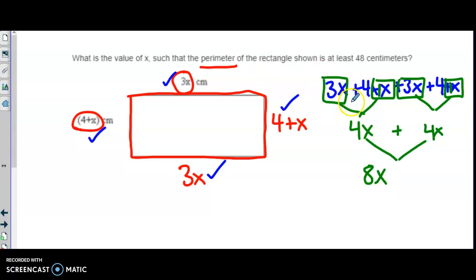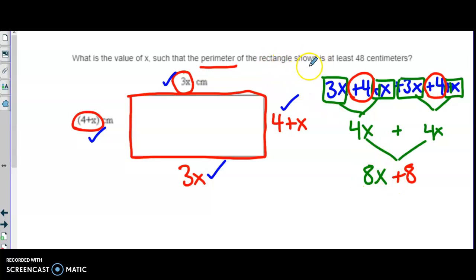All right, so we combined all of our x's, but now we need to also combine our numbers. We have 4 plus 4, which is 8. So we combine like terms. We added our x's, then we added our numbers. We can't do anything else here. That's as far as we can go, but we need to finish the problem.